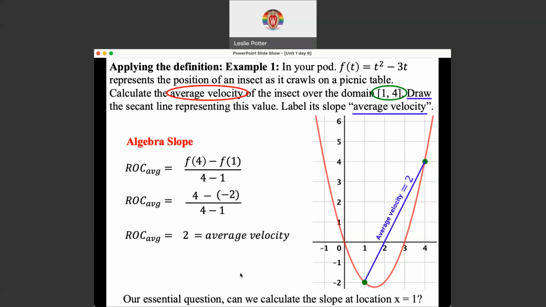Okay, so this is the question though. This took 2 points to find a slope. Our central question is that we want to calculate slope with 1 point right here. And that's where the tangent line comes into play, because we know the tangent line only touches the curve in one spot. So if we could draw a tangent line accurately right here and find its slope, then we would have the slope at location x equals 1. And that's what we're going for.